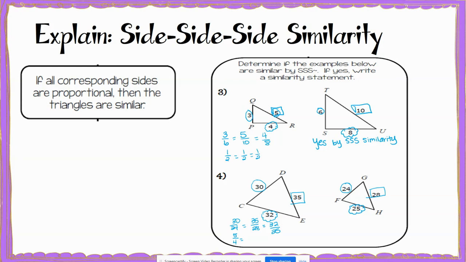For 35 over 28, I know that both of those can be reduced by 7. So 35 divided by 7 gives me 5, and 28 divided by 7 gives me 4. Now for 32 and 25, I don't know that they have anything in common other than 1, because the only thing that goes into 25 is 5, but 5 will not go into 32. So that means that ratio cannot be simplified.